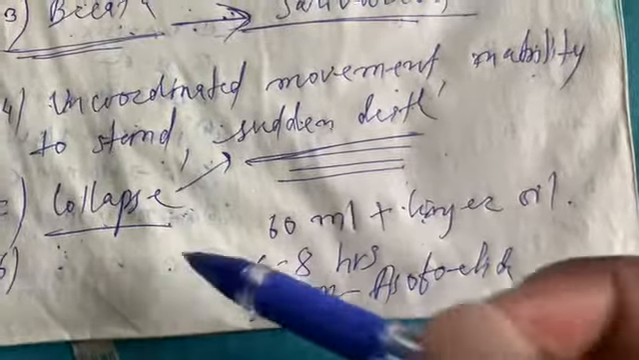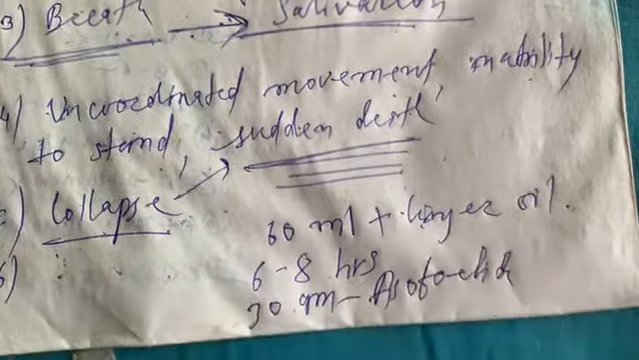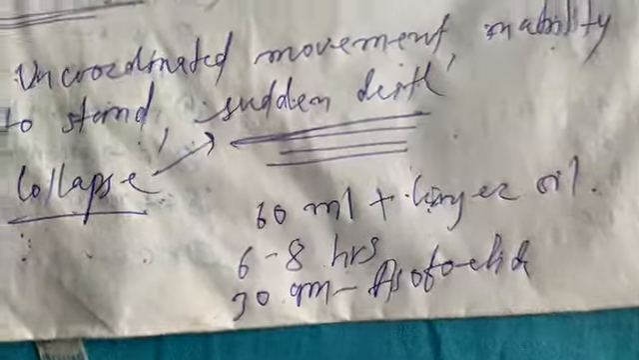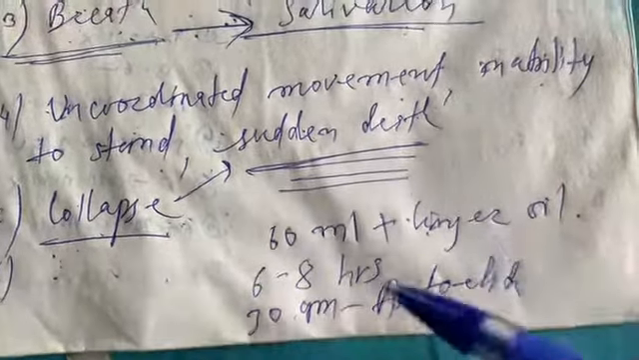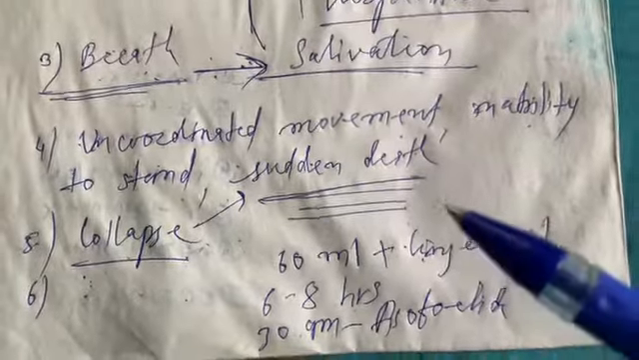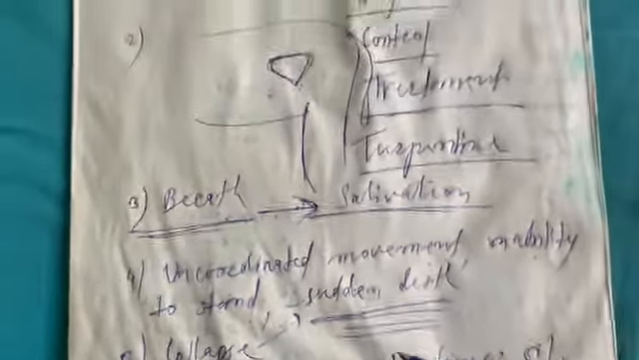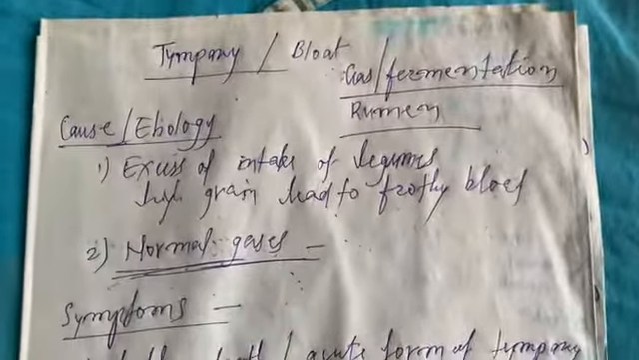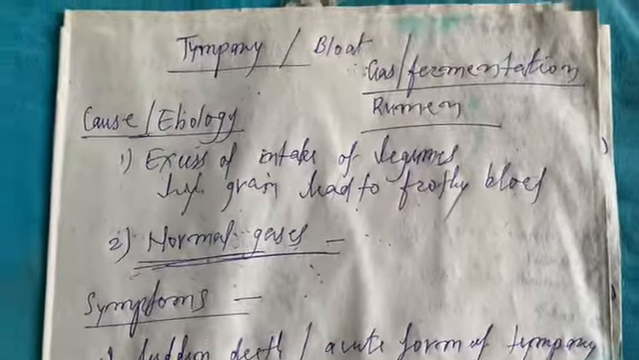Then fresh legumes should be wilted and then fed to stall-fed animals. So, in this way these animals are generally treated. So, we have seen in detail about tympany, that is, bloat disease.